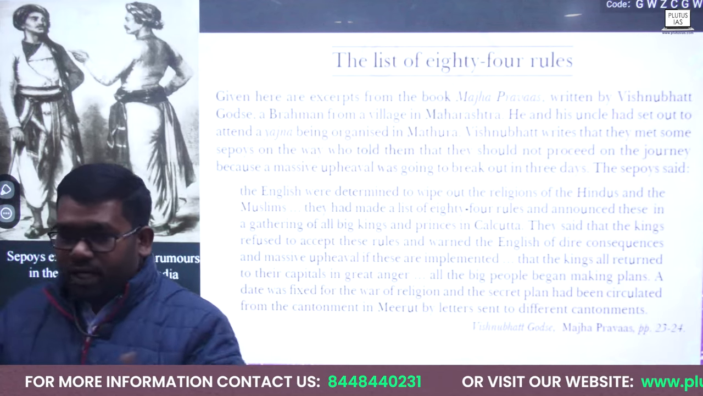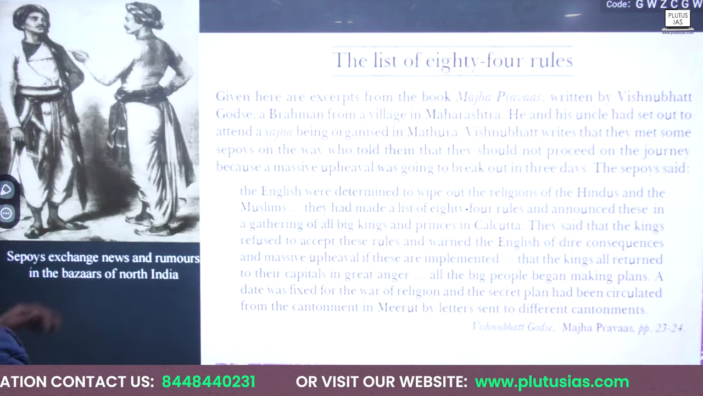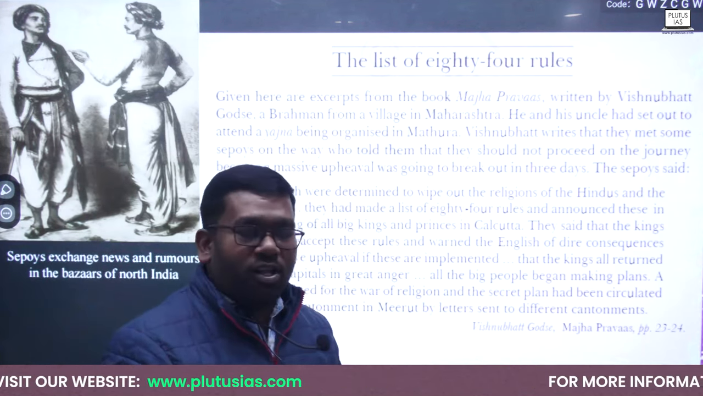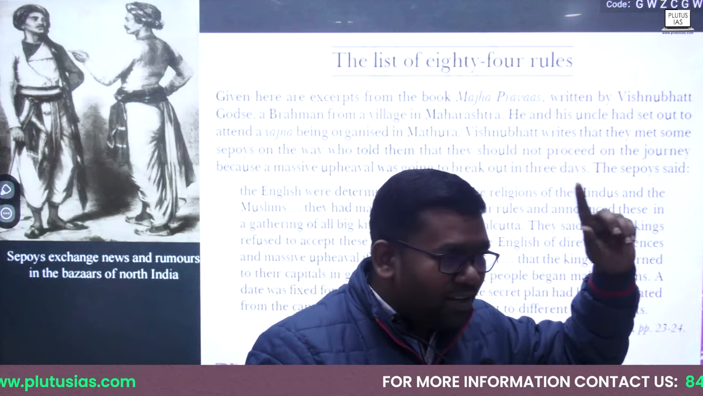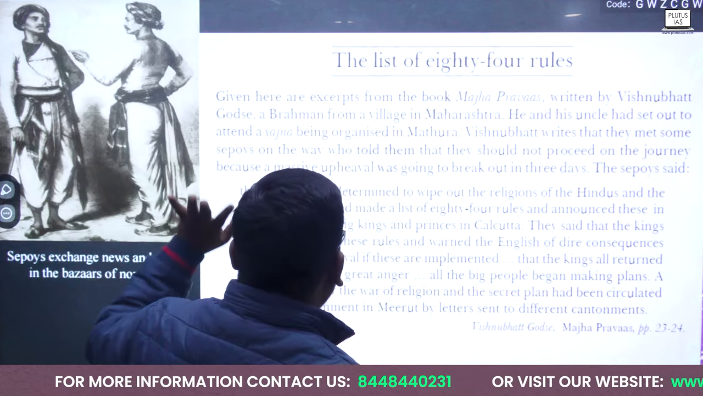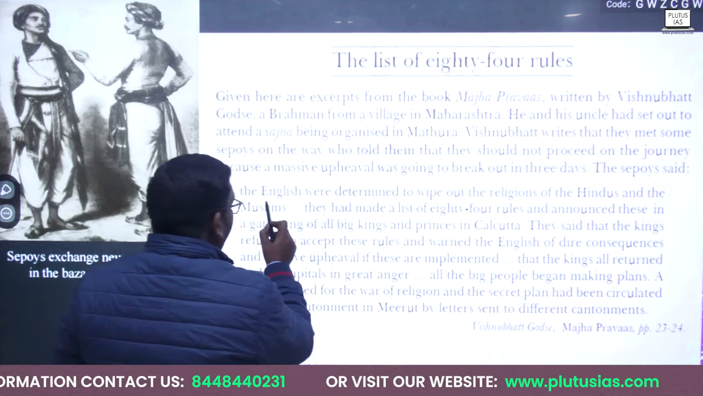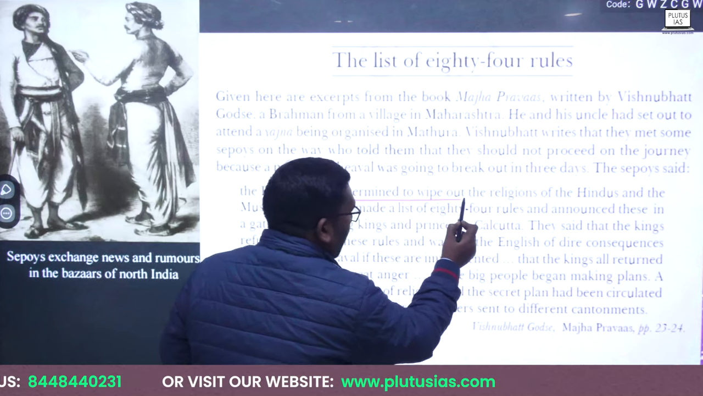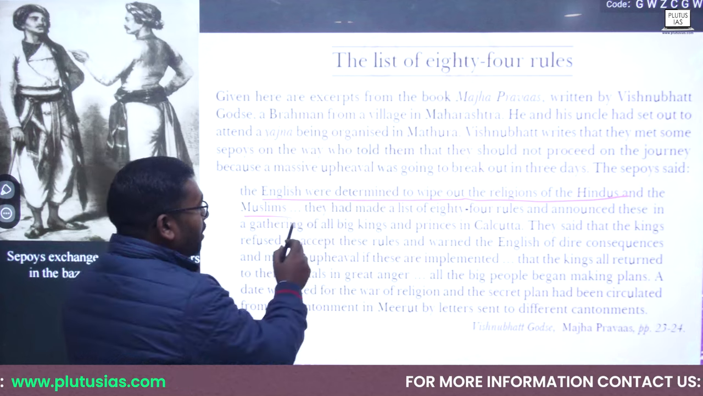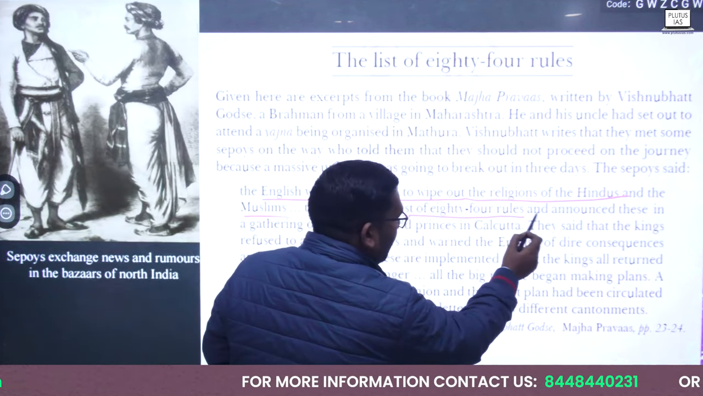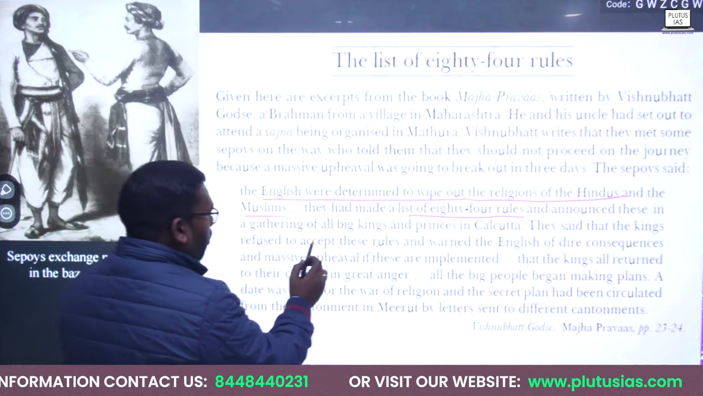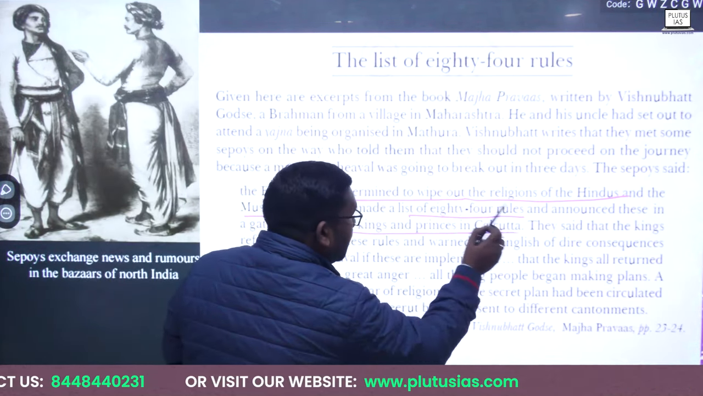If you see this image, can you see what they are doing? These are the sepoys. The sepoys are talking to each other about the cow and pig, saying that this has been mixed in and now we have to protest. So they are spreading their menace. See the example: the English were determined to wipe out the religion of the Hindus and the Muslims. They had made a list of 84 rules and announced how people would be made to follow them. They announced these in a gathering of all the big kings and princes in Calcutta.